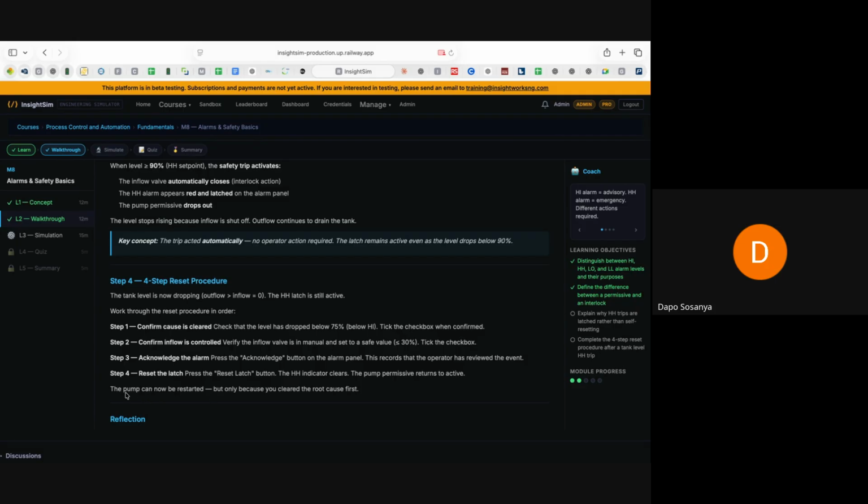You should do this only when you have cleared the root cause, because you don't want it repeating again. This is not like a phone that is faulty and you just restart. In process control, we want to understand what caused that HH alarm or what caused that trip. So we'll do that investigation, then we'll reset.